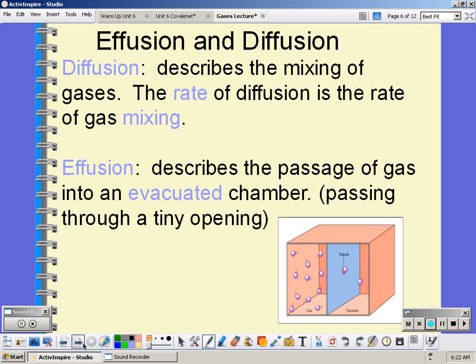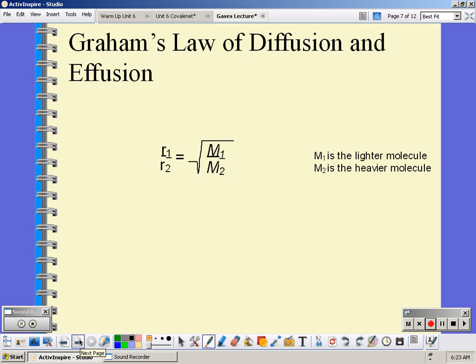To calculate the rate of effusion or diffusion, we use Graham's law. Graham's law says that the rate of 1 divided by the rate of 2 is equal to the square root of the molar mass of the heavier particle divided by the molar mass of the lighter particle. I just noticed that that should be a 2 and a 1. We typically look at it simply as one value, not as a fraction.